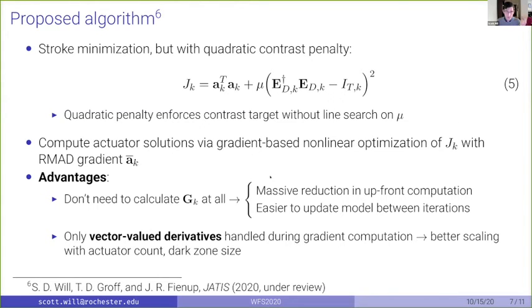The advantages here are that we don't have to compute a Jacobian matrix at all, which massively reduces the amount of upfront computation required for wavefront control. And it also makes it very easy to update our model in between control iterations. And this algorithm only uses vector value derivatives or gradients during computation, which means it scales much better with actuator count, the number of actuators on the DMs, as well as the number of pixels in the dark zone.